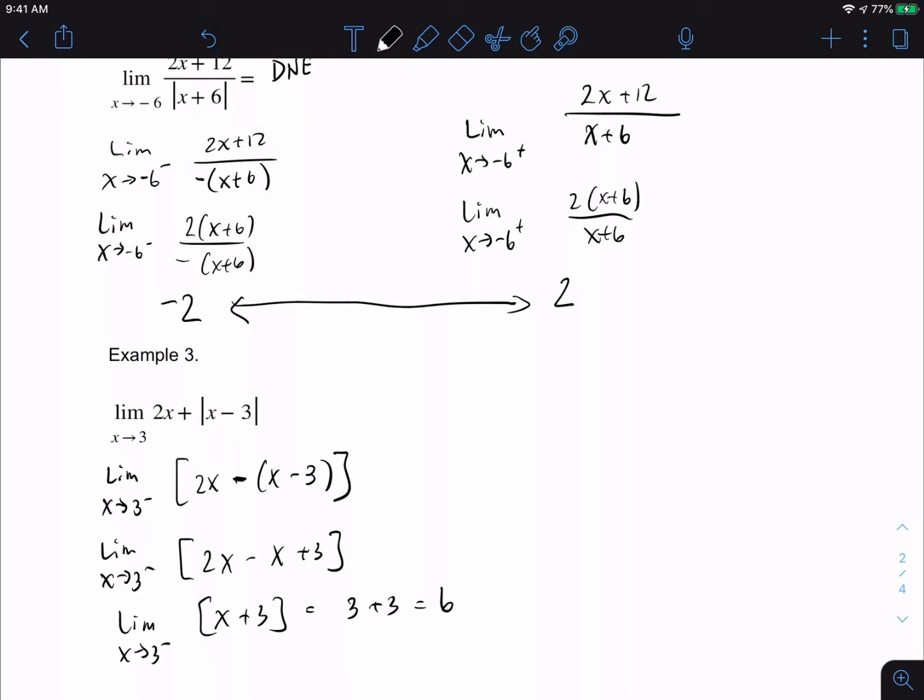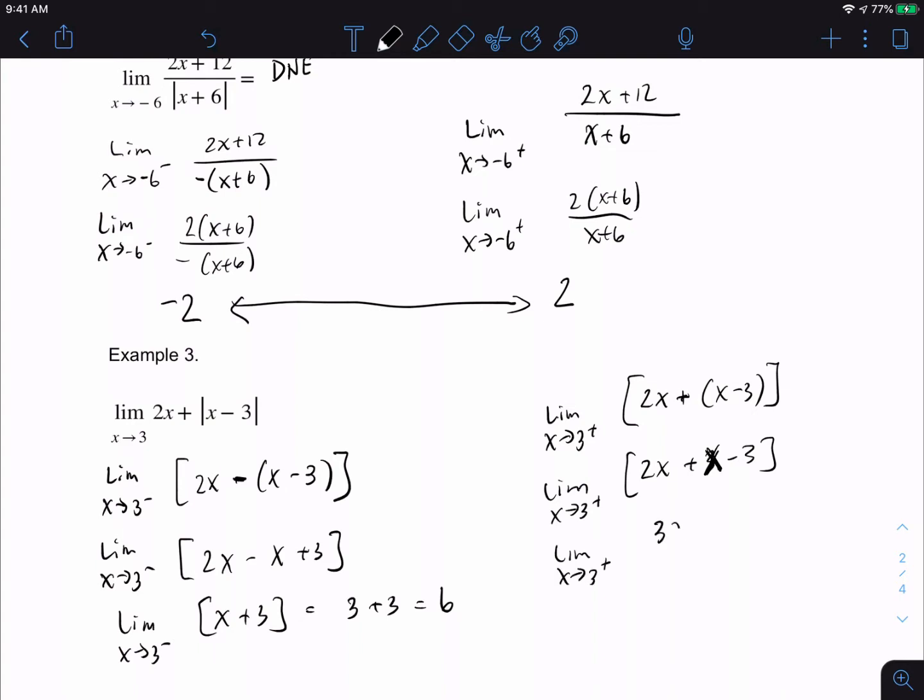Now I'm going to attack it from the right. So I'm going to go the limit as x approaches 3 from the right of 2x. And now it's going to be a positive number, right? So I'm going to keep the plus. And I'm going to get x minus 3. And then combine like terms. Oops, that should be an x. My apologies. And that will give me 9 minus 3, which is 6. Do they agree? Yes. So the limit of this thing is 6.